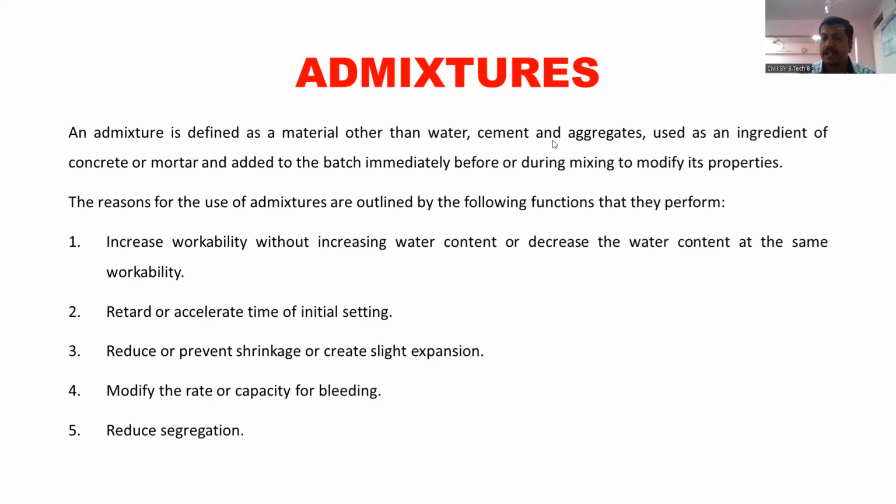Then, to modify the rate and capacity of bleeding. Now what is bleeding? Who can tell, what is bleeding? Yesterday we discussed this. Appearance of a thin layer of water on the concrete surface. Yes, the water comes to the top of the concrete. Your coarse aggregates settle down along with the cement at the bottom, and water is at the top surface. That we call bleeding.